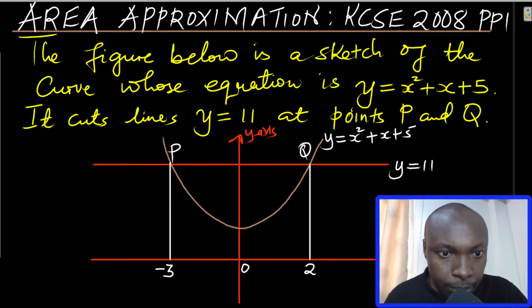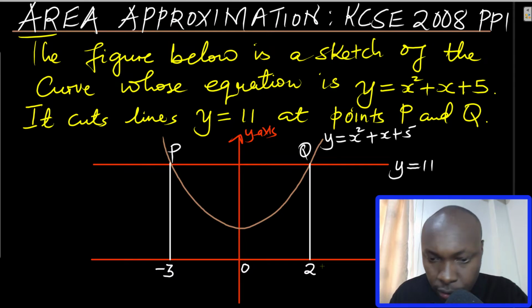So the question is here. The figure below is a sketch of the curve whose equation is given by y is equals to x squared plus x plus 5. It cuts the line y is equals to 11 at points P and Q. So that is the curve, you can see it. Then the line y is equals to 11 is there. The limit is from -3 all the way to 2.